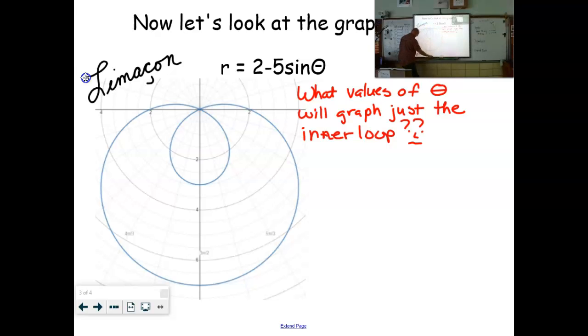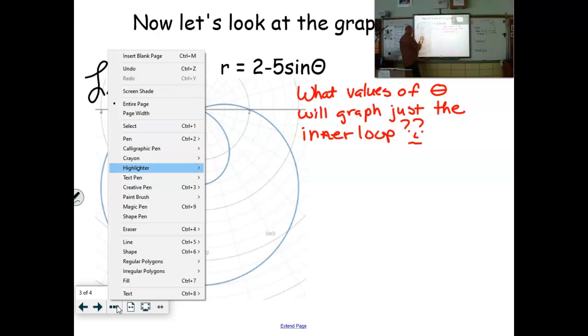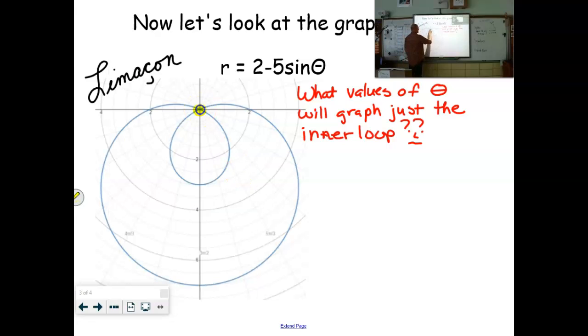So let's highlight what we're looking at graphing. We want to graph this piece right here. We just want this part of the graph to show up. Now, again, what do we notice? Well, it looks to me like this is where? Yeah, you got it. It's stuck right here at the pole. It's attached at the pole, which means that r is equal to 0.